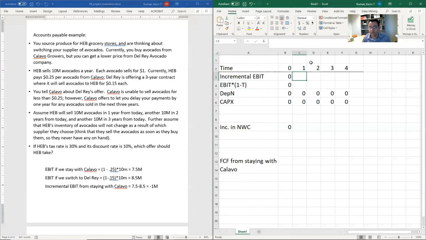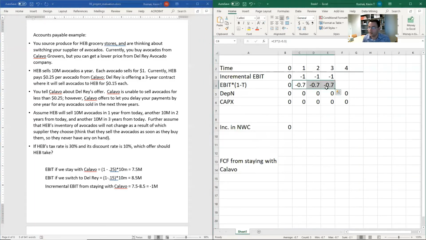At time 1, we're losing $1 million. And likewise, time 2 and time 3, we're losing $1 million because we could lock in a better deal for 3 years with Del Rey. So what's our NOPLAT? Well, we just multiply that by 1 minus our tax rate, where our tax rate is given at 30%. Okay, so that's just from this part of the problem here, 30% tax rate.